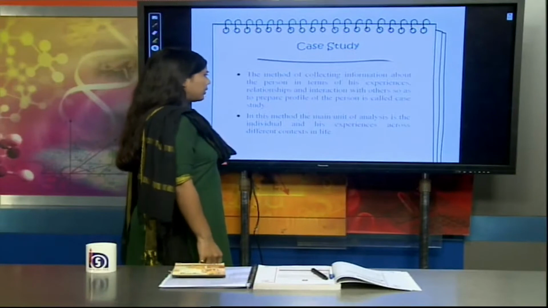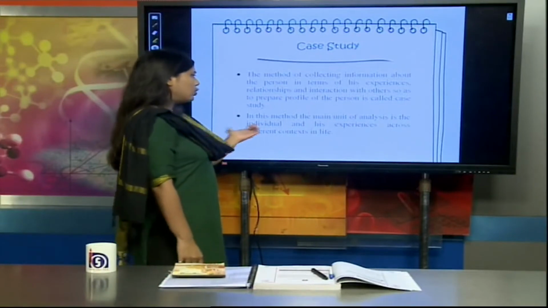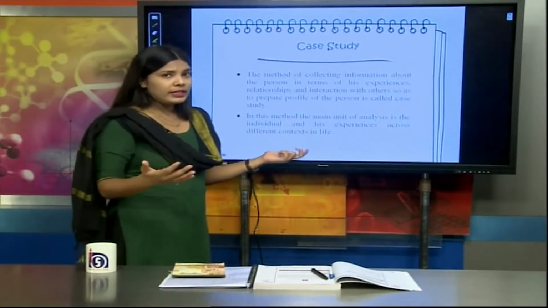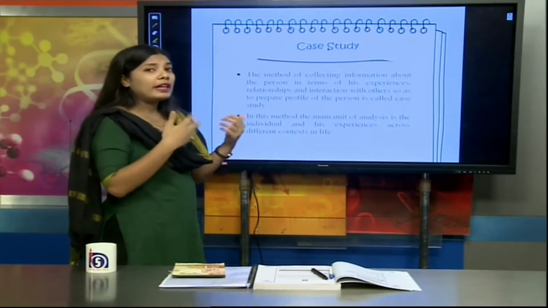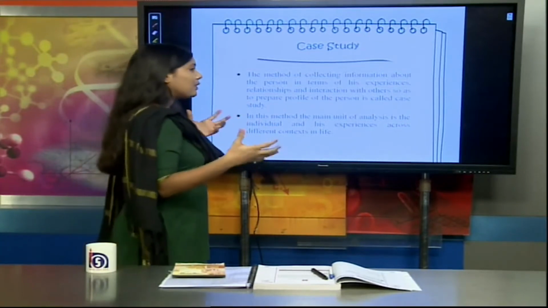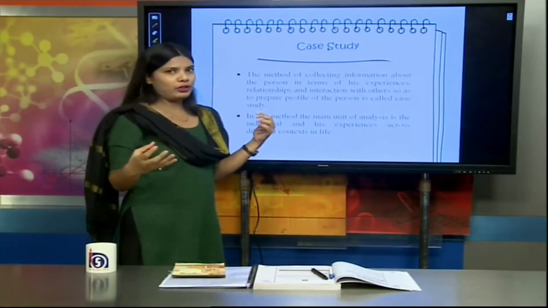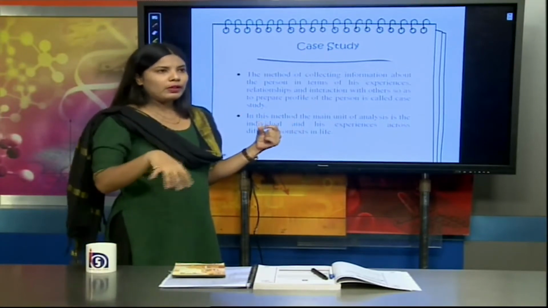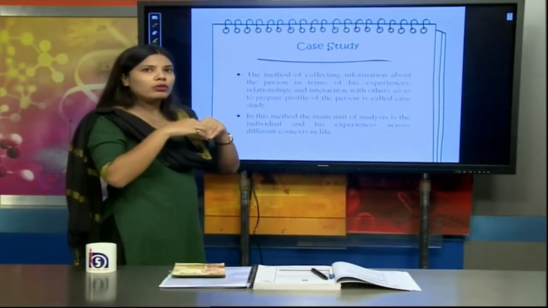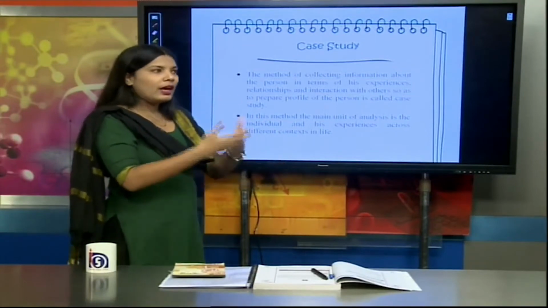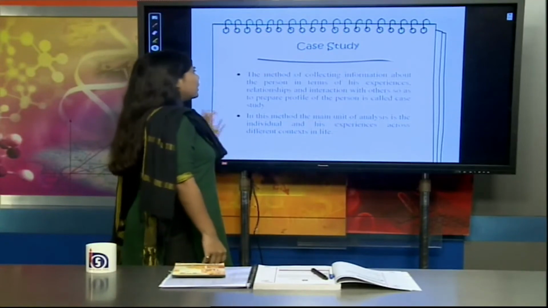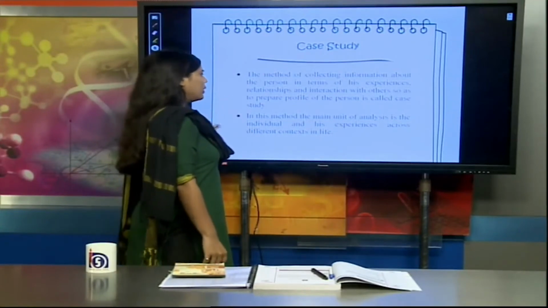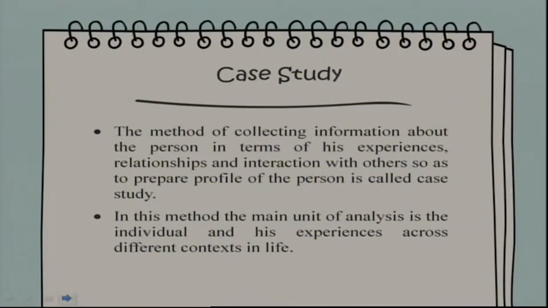So in this method, the main unit of analysis is the individual, because we cannot do case study on a group, because that will be very expensive and it will be a time-taking process, because we will be having a load of information. If we are doing case study on 50 people, we will need 50 people to conduct the case study, and that is very expensive. So that is why case study is usually done on an individual or say 1 or 2 people at max.